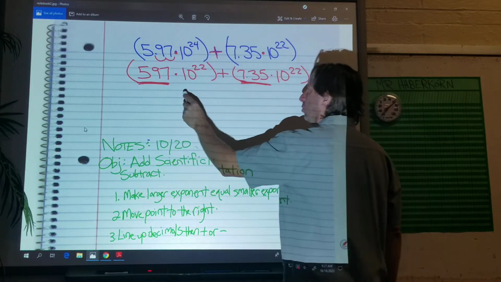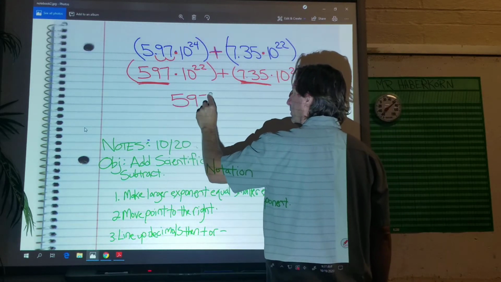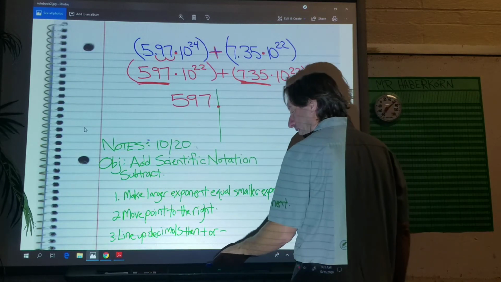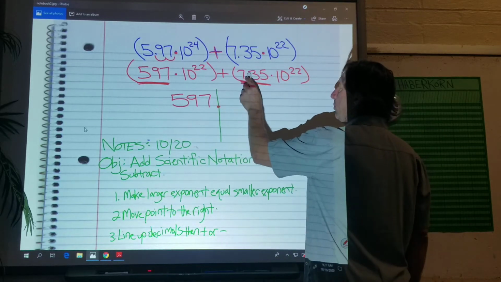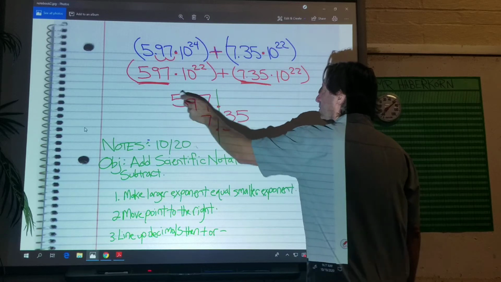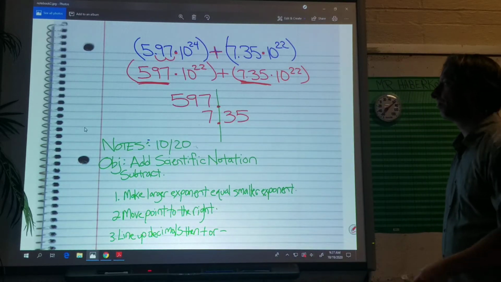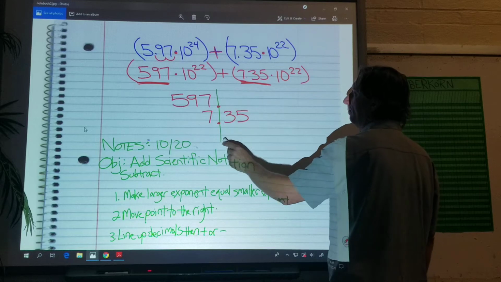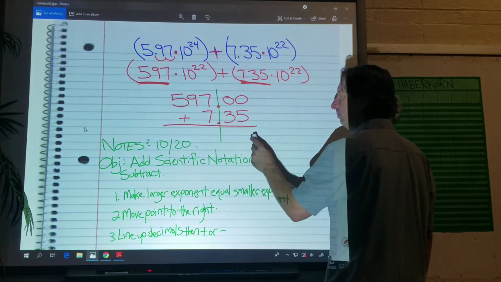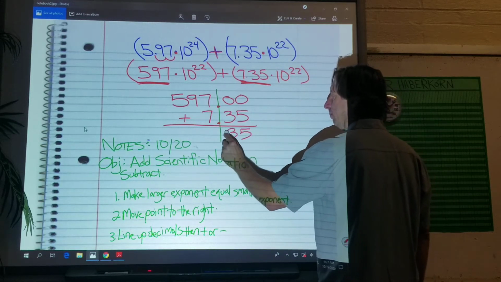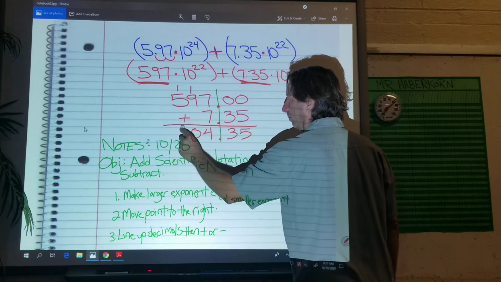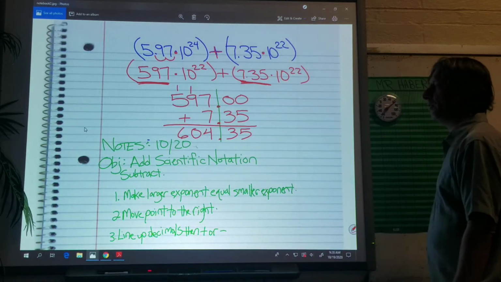All right? So 597. Remember the point's now here? I'm going to draw a line through that, just like we did in 7th grade. And then 7.35. Oh, those look really weird, right? But those points are what have to be in the straight line. So I put some zeros here to fill in the spaces, add them up. $604.35.